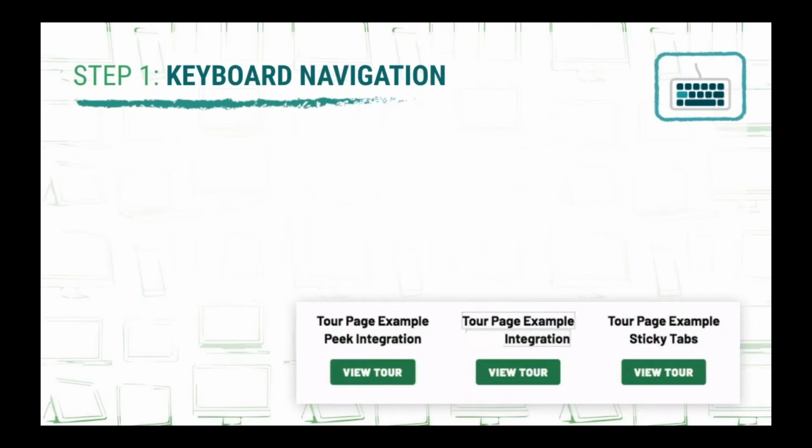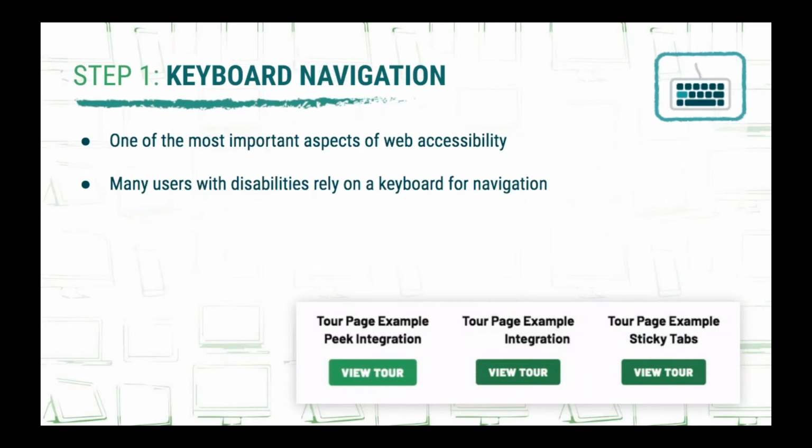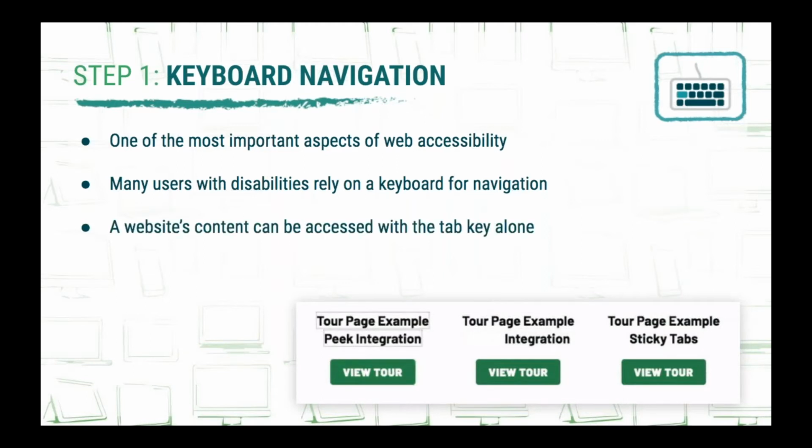So the first step is keyboard navigation. And for those who don't know, keyboard accessibility is one of the most important aspects of website accessibility. Many users with motor disabilities rely on a keyboard, such as blind users, people with tremors, users with little or no use of their hands. Some of them need to use a screen reader software to navigate their way through a website. Many of them can do that by pressing the tab key from the keyboard, jumping from link to link on the page they're browsing.